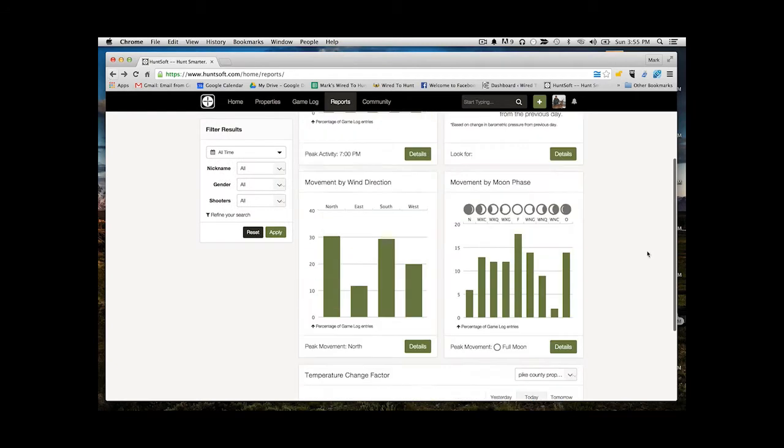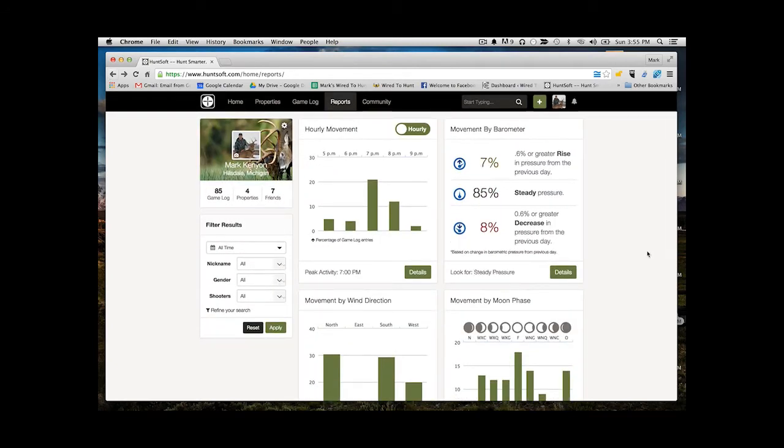So interesting. Now again, when I'm looking at all these reports, the big thing I took away from here is that I'm getting a lot more activity in the evenings, and I'm getting a lot more activity with some type of northerly wind direction. Those are the two things that I really took away from this little analysis I did.